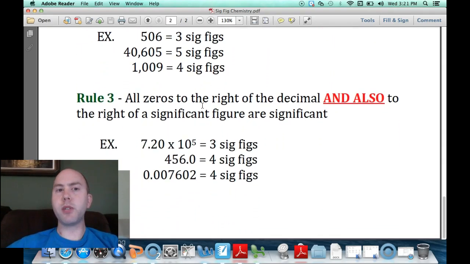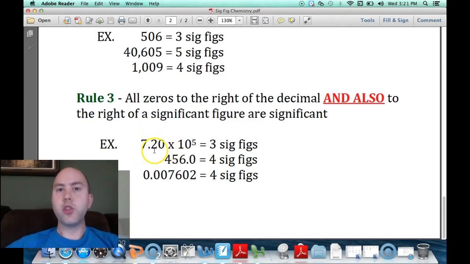Rule 3, which is the most complex one, says all zeros to the right of the decimal and to the right of a significant figure are significant. So in 7.20 times 10 to the 5th, so this is scientific notation, there are 3 sig figs. How? You don't worry about this times 10 to the 5th. This is more for like placeholders where the zeros go. So you don't worry about this 10 to the 5th. It's right here that matters.